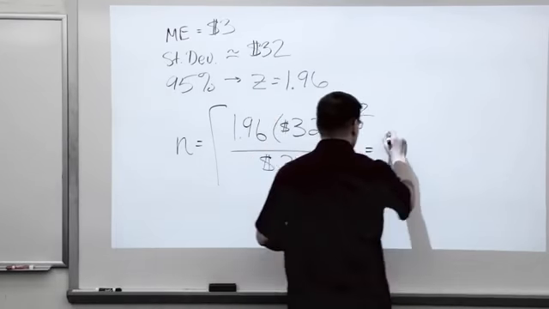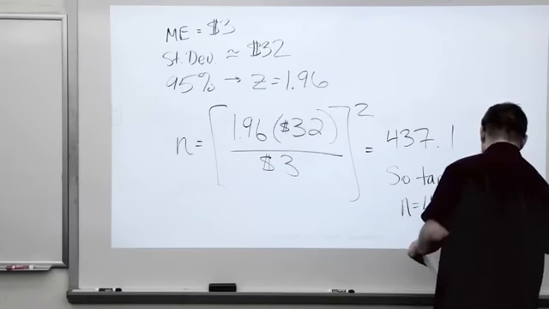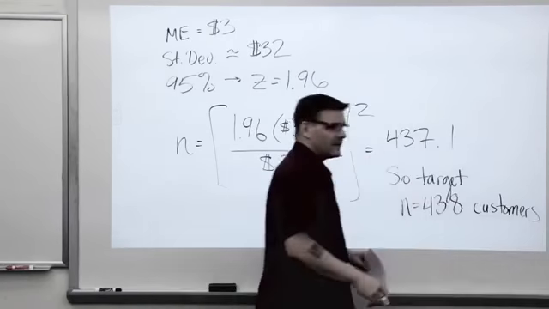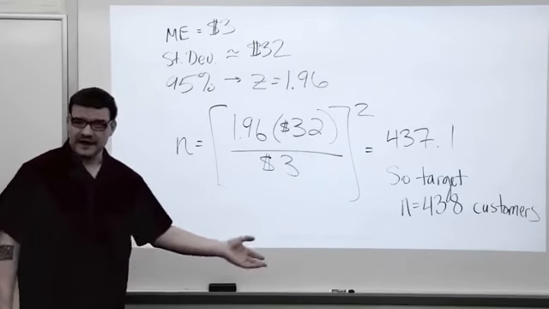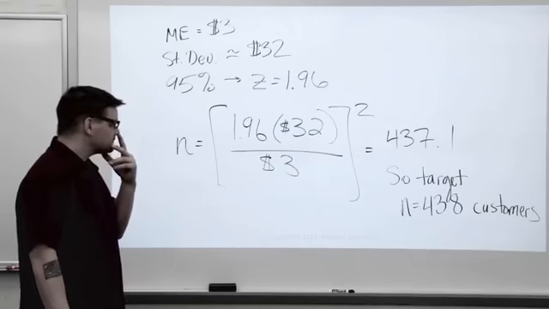437.1, so Walmart should target n equals 438 customers. Once they collect that data, ask every one of those customers how much did you just spend at Aldi, and they can use that data to run their tests and compute their confidence intervals.